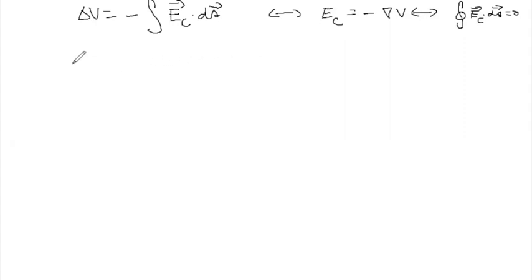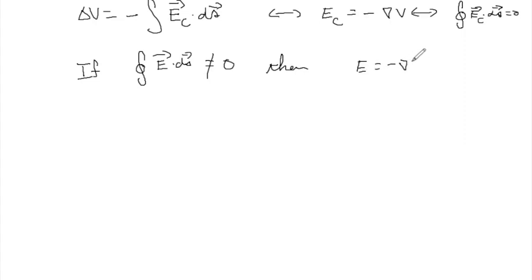That also then says that, for example, if the line integral of E dot ds is not 0, then we can no longer say that the electric field is minus the gradient of V. So this would be a non-conservative electric field. So I'm going to label that with an NC for non-conservative. Sorry, there should have been not equal to change of potential.